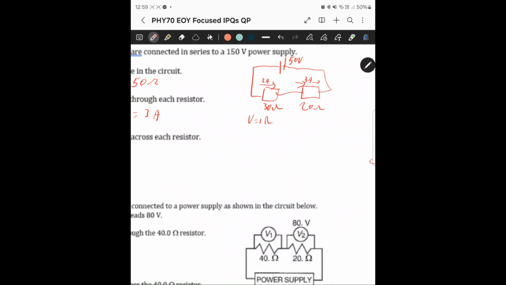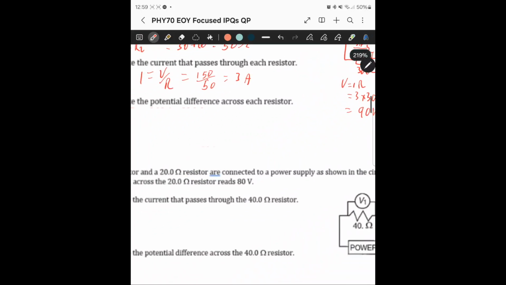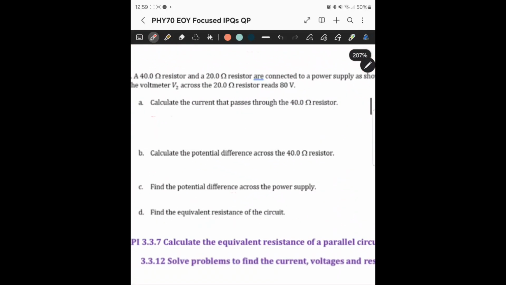V equals IR. So I'm just going to do 3 times 30, which of course is 90. And I'm going to get 90 volts. For this one, I could do the same thing, 3 times 20. Or if you realize that my total is 150 and this is 90, I can simply do 150 minus 90. What's 150 minus 90? I think that's 60 volts. If you don't believe me, let's double check. V equals IR, just to be sure. 3 times 20, that is definitely 60 volts. So the answers are here, and you can put them there.